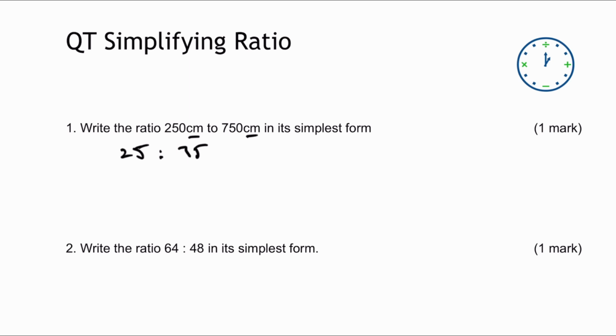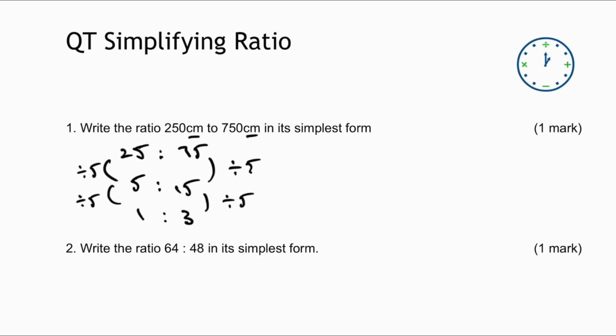divisible by 5. So if I divide 25 by 5, I get 5. If I divide 75 by 5, I'm going to get 15. And then I can divide by 5 again. So if I divide this side by 5, I'm going to get 1. If I divide this side by 5, I'm going to get 3. So the answer to question number 1 is the ratio 1 to 3.